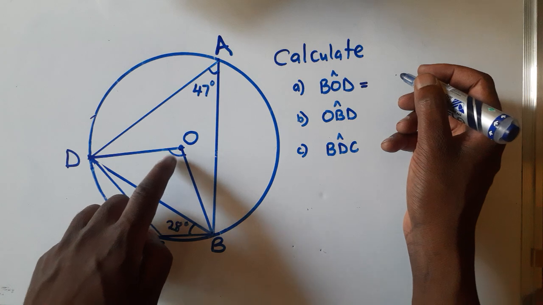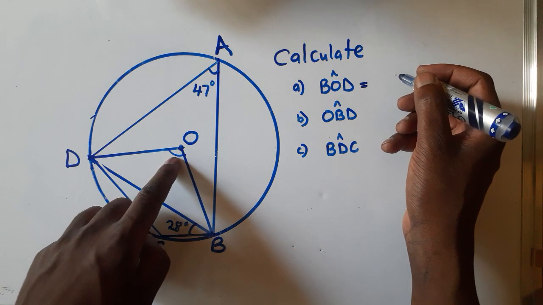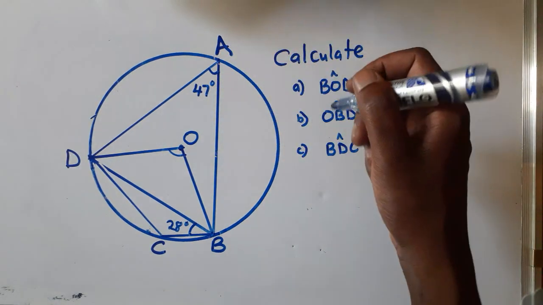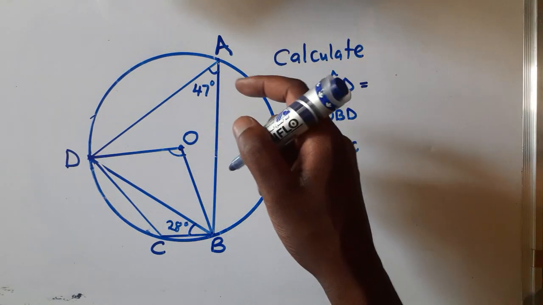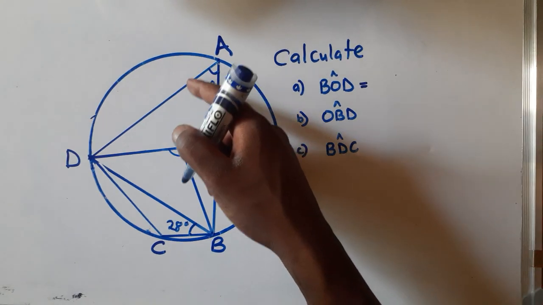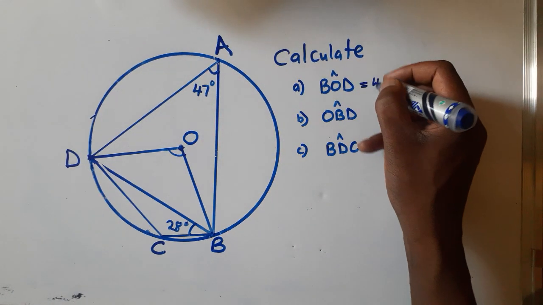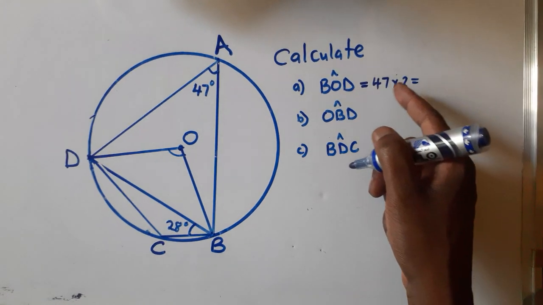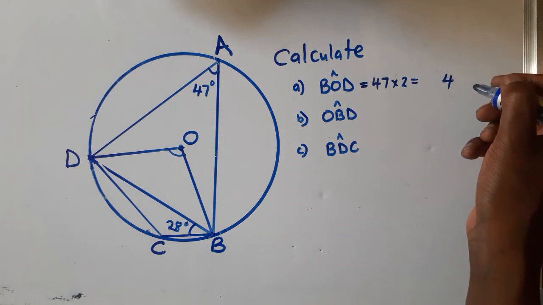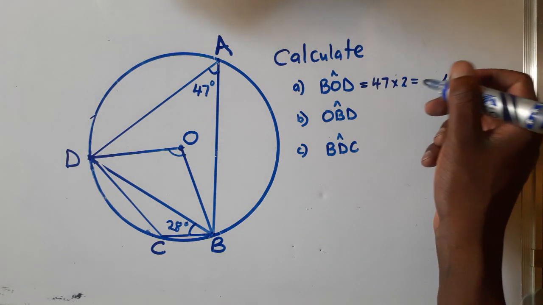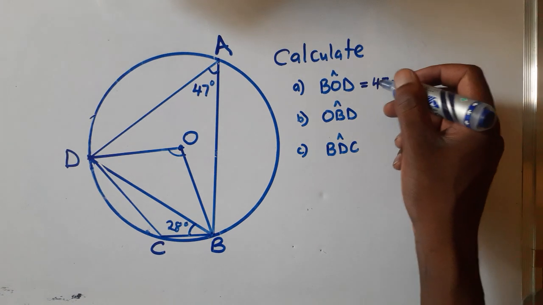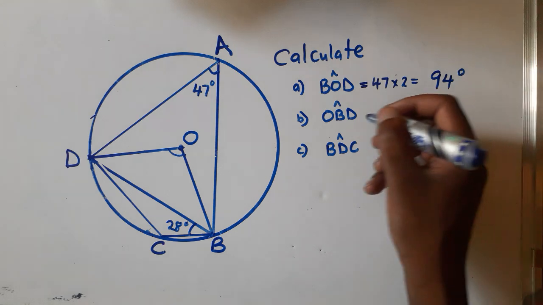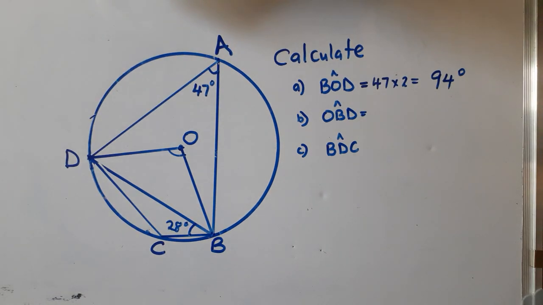So meaning to find the angle at the center, we have to multiply this one by 2. The angle at the center is twice the angle on the circumference. So we have 47 multiplied by 2. What do we get? 2 by 7, we get 14. 2 by 4, we get 8 plus 1, 94 degrees.